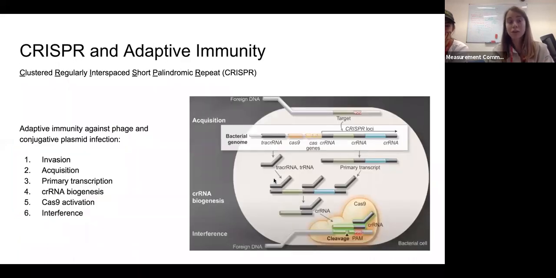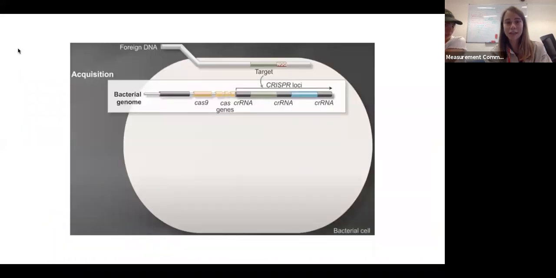So what is CRISPR? CRISPR stands for clustered regularly interspaced short palindromic repeats, and it's a part of bacteria's adaptive immune system against phage and conjugative plasmid infections. There are many steps, but it's quite straightforward. It starts with foreign DNA entering the bacterial cell, and the bacteria recognizes this foreign DNA. It cuts a repeat sequence and integrates it into the CRISPR loci. This CRISPR loci is present in around 40% of the known bacteria, so it's quite prevalent.